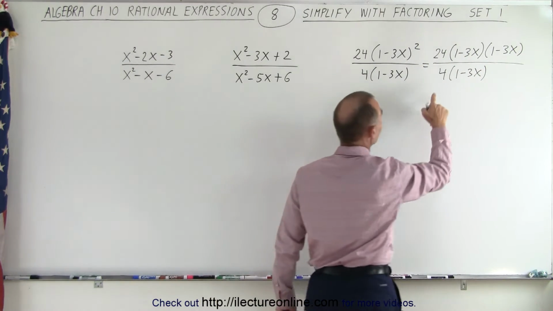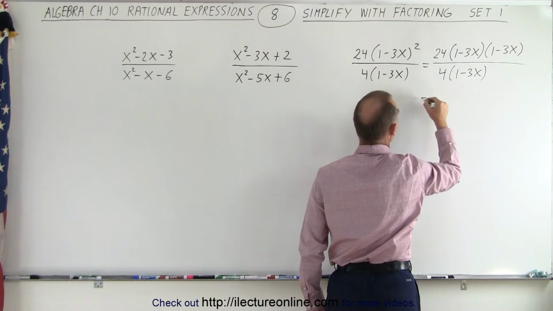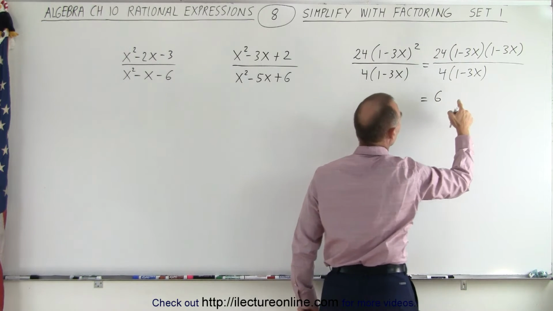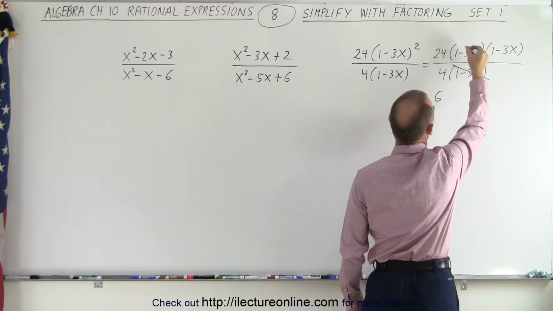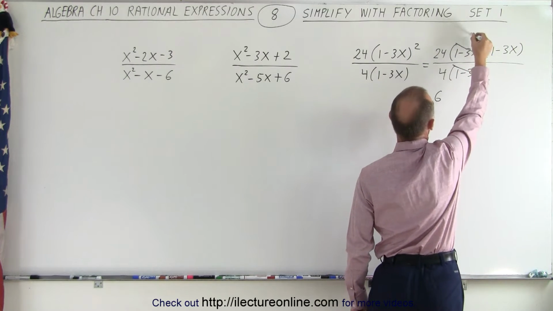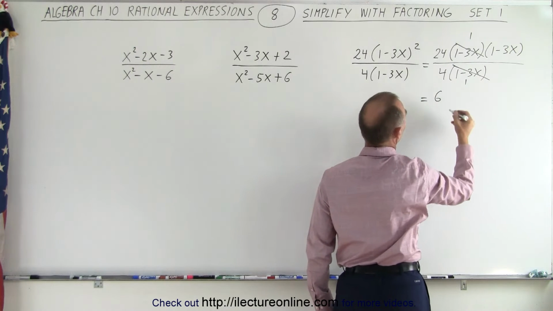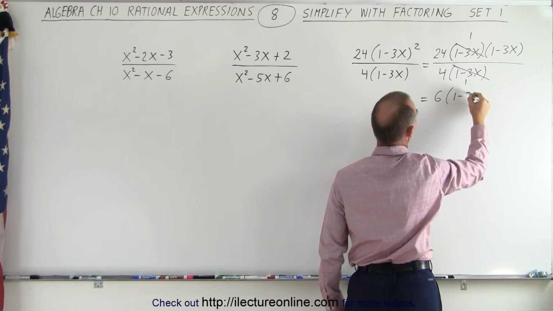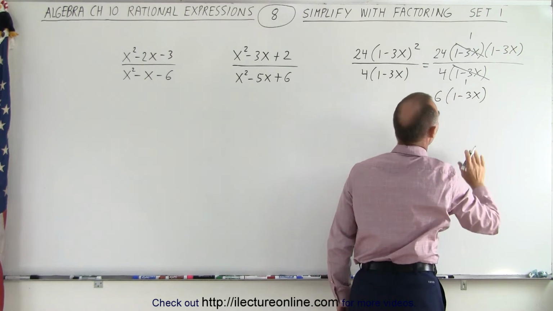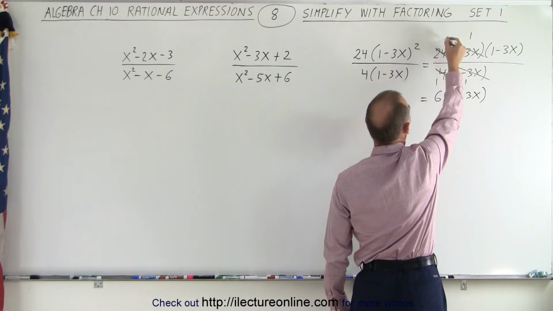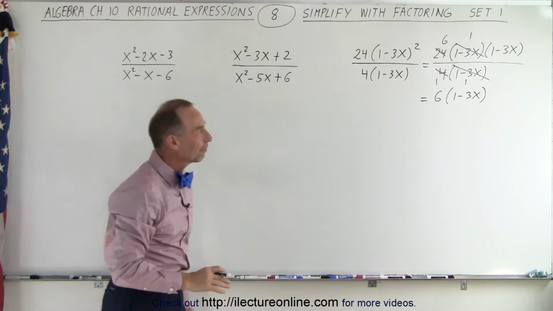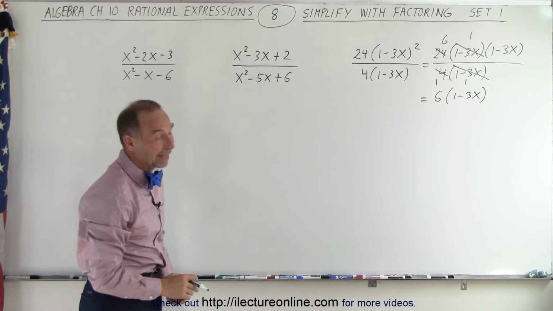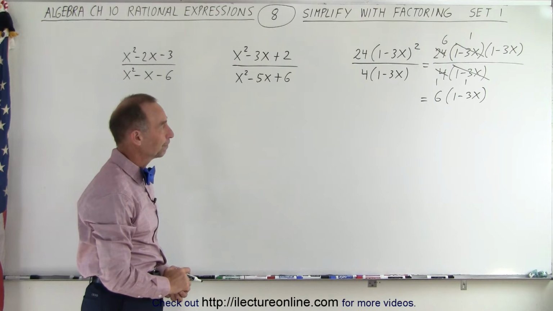First of all, we can divide the 4 into the 24, that will be equal to 6, and we can divide both the numerator and the denominator by 1 minus 3x, and so we then end up with 6 times 1 minus 3x in the numerator, and here this will then simplify to 1, and you can see that we no longer have anything in the denominator besides 1, and that's the simplified version of that.